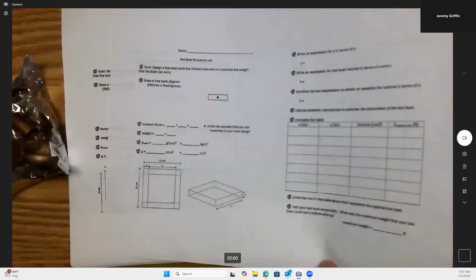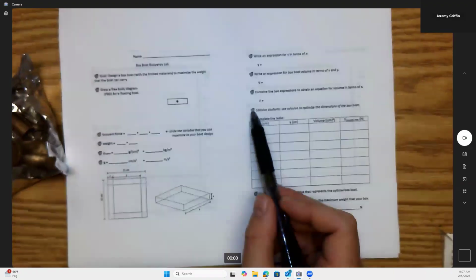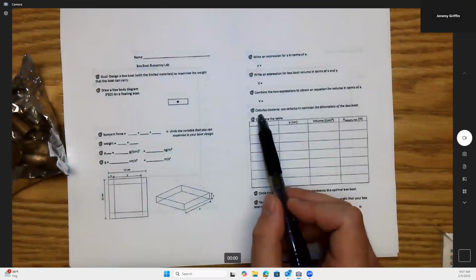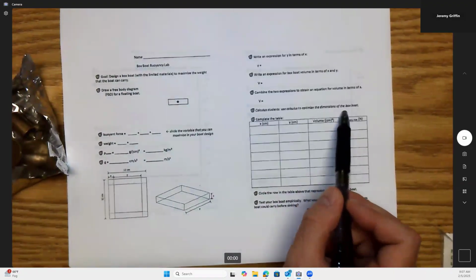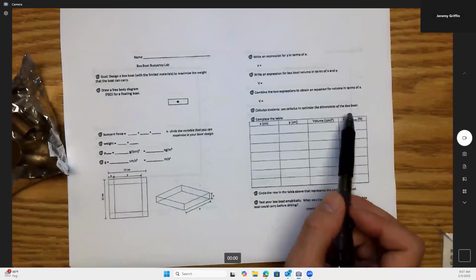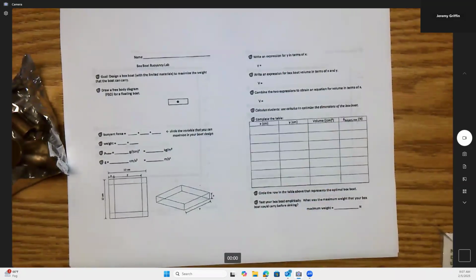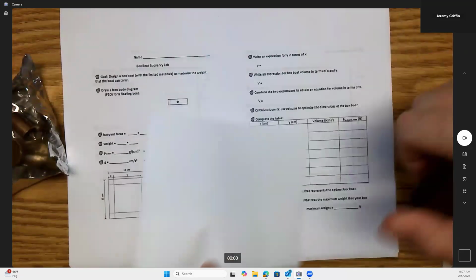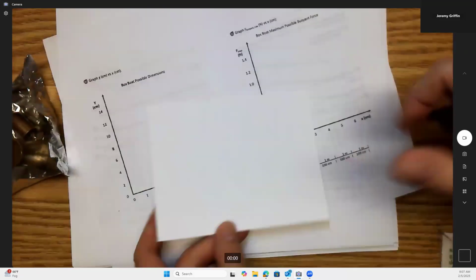Okay. One last detail I want to point out. Do you guys see this detail in the italics that says calculus students use calculus to optimize the dimensions of the boat box? Right, you guys see that? Oh, I think about half you guys are in calculus. You guys have probably done optimization by now, right? If you're in calculus, you've done optimization. Right. So let me review with you guys just the broad concept, playing off this graph here.